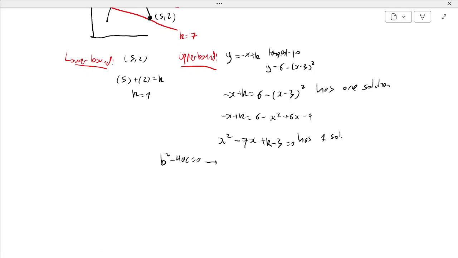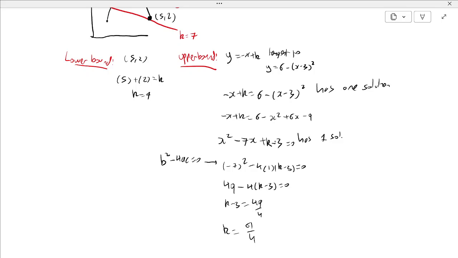So that's (-7)² take away 4 lots of a, which is 1, c is k, take away 3, equals 0. Okay, 49 take away 4(k - 3) = 0. Let's solve for k. 4(k - 3) is going to be 49, so k - 3 is 49 over 4. Let's add 3. So 49 over 4 plus 3 is 61 over 4. This is not right. I've just done something silly probably.